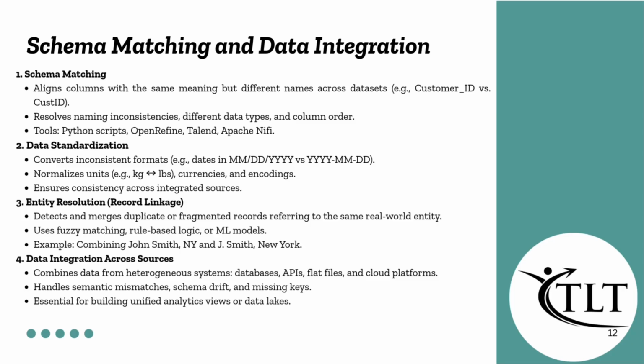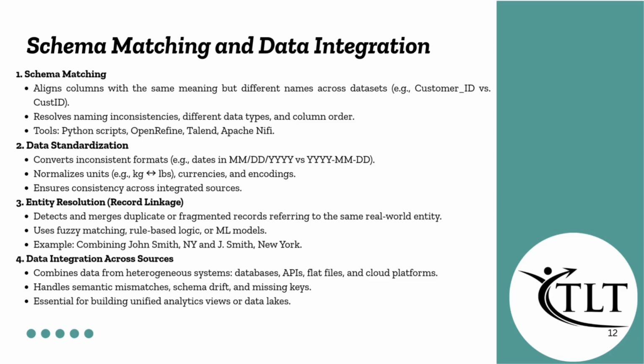The next one is data standardization. Even after aligning schemas, we often encounter inconsistent data formats across sources. For example, one system might store data as month, day, year, while another uses year, month, day. And data standardization basically converts these into consistent formats. It also includes normalizing units, such as converting kilograms to pounds or standardizing currencies and ensuring consistent text encodings.